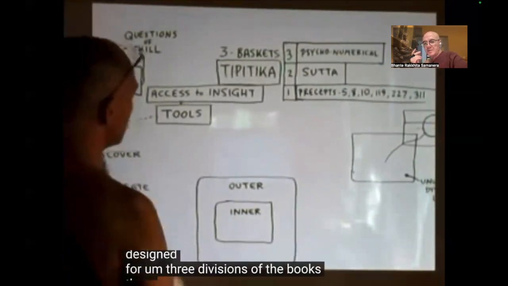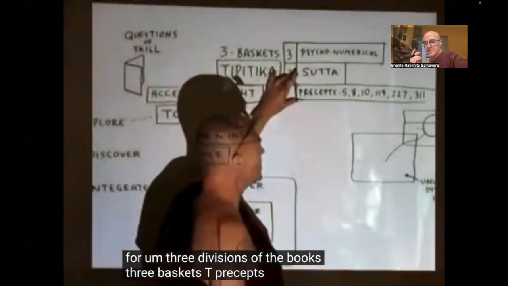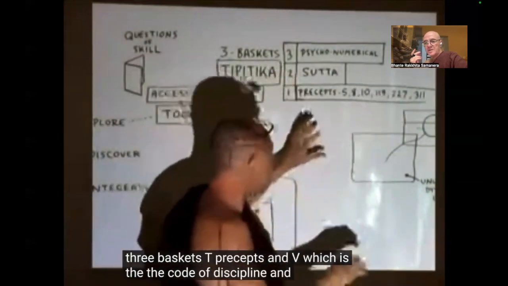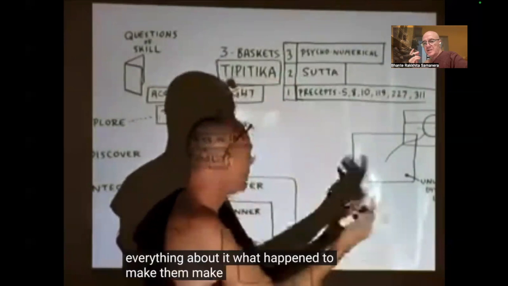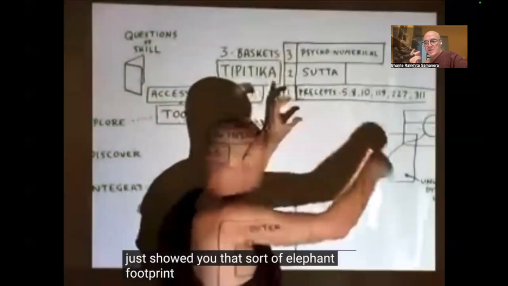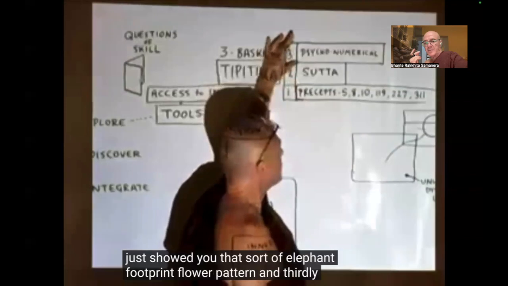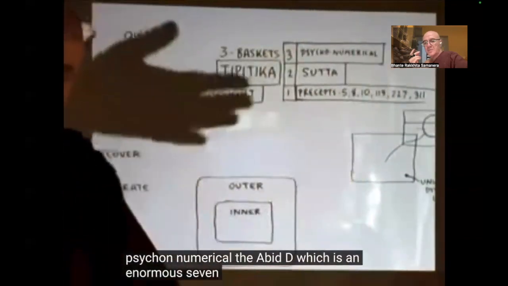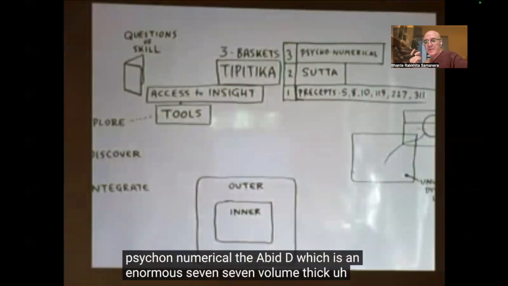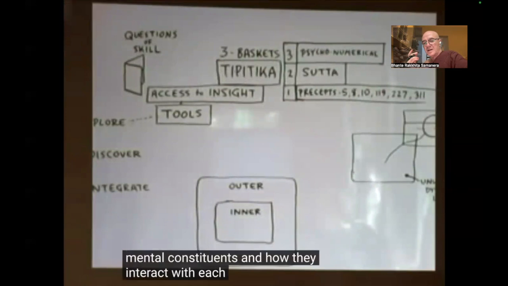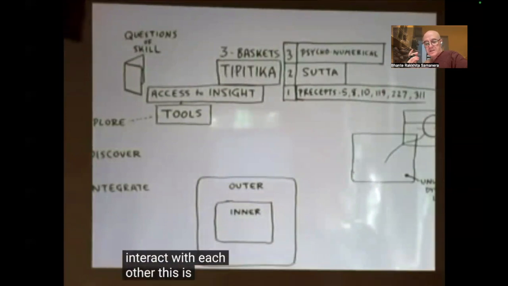The three divisions of the books, the three baskets, the Tipitaka: first, the precepts and Vinaya, which is the code of discipline, and everything about it, what happened to make them. Second, all the suttas, which just showed you that elephant footprint, flower pattern. And thirdly, the Abhidhamma, an enormous seven-volume work about the subdivisions of all the mental constituents and how they interact with each other.